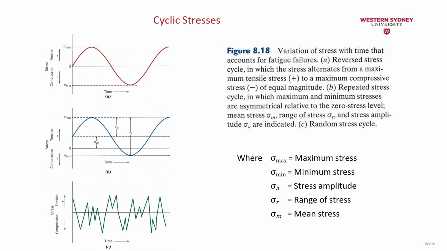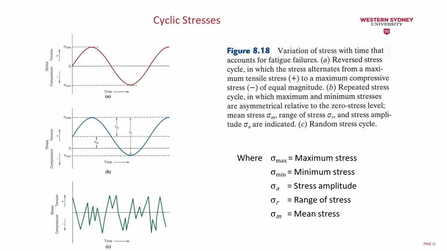So you can see here in figure 8.18 the variation of the stresses with time that account for the fatigue failure. In diagram A, you can see the reversed cycle, a stress cycle in which the stress alternates from the maximum tensile stress, the positive value, to the maximum compressive stress, which is a negative value, so the maximum and the minimum values alternate. So there will always be positive and negative stresses on the part.